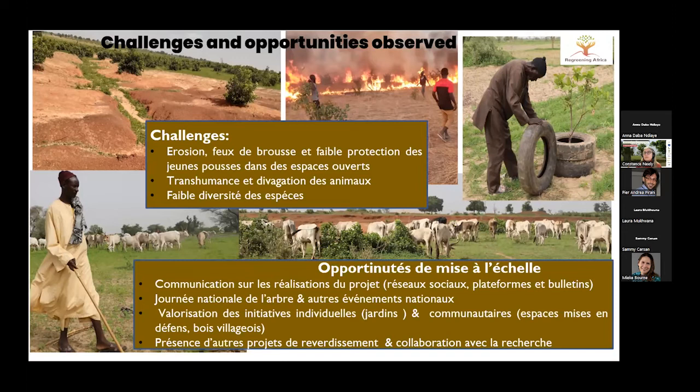Now let's talk about the challenges. We are still victim of erosion, bushfires, and the low protection of young trees. We can always take some actions on the field, and we can always protect some of the young trees that are growing. The other thing we can talk about is transhumance and the low diversity of species.